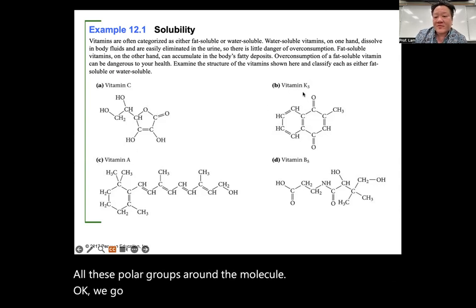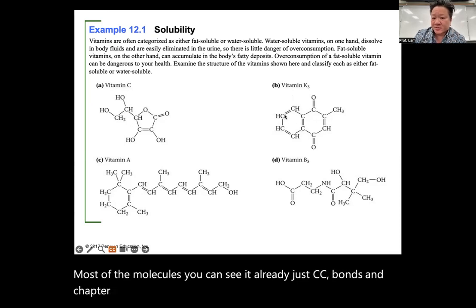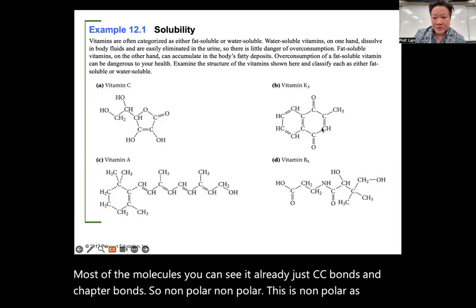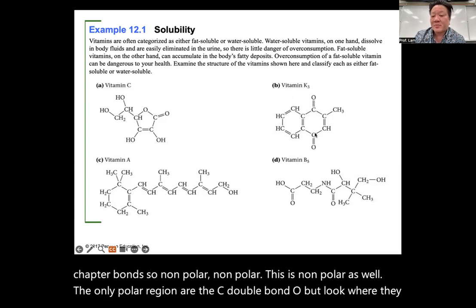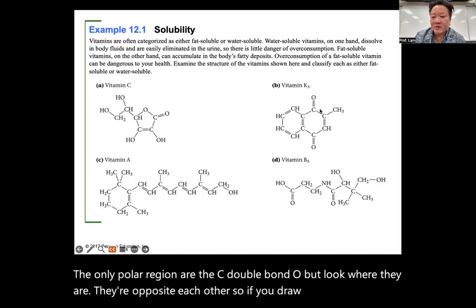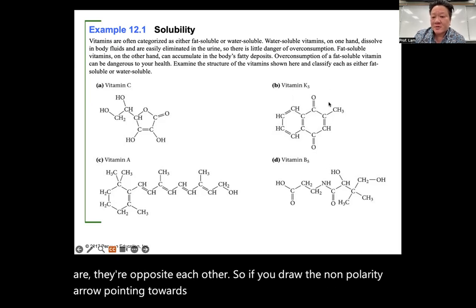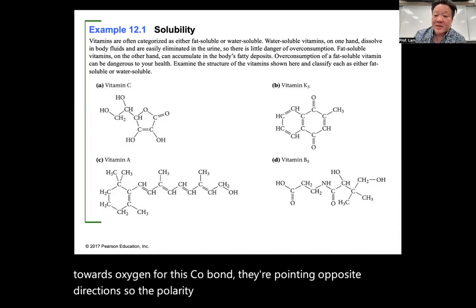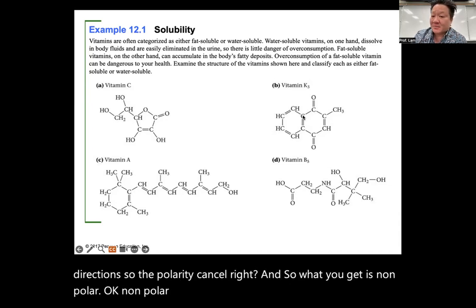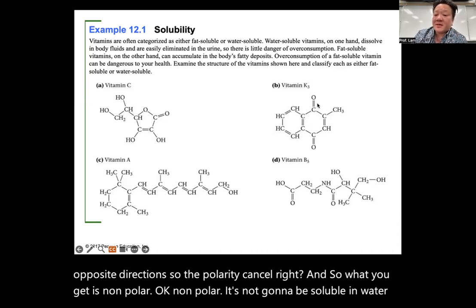Okay, we go to B, vitamin K3. Most of the molecule, you can see it already, is just CC bonds and CH bonds. So non-polar, non-polar. This is non-polar as well. The only polar region are the C double bond O, but look where they are. They're opposite each other. So if you draw the bond polarity arrow pointing towards oxygen for this CO bond and pointing towards oxygen for this CO bond, they're pointing in opposite directions. So the polarities cancel, right? And so what you get is non-polar. Non-polar, it's not going to be soluble in water. It will instead be fat soluble.